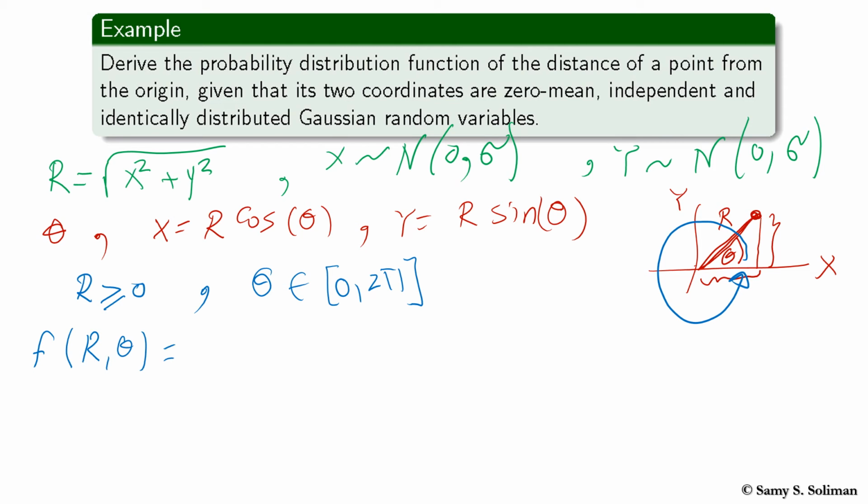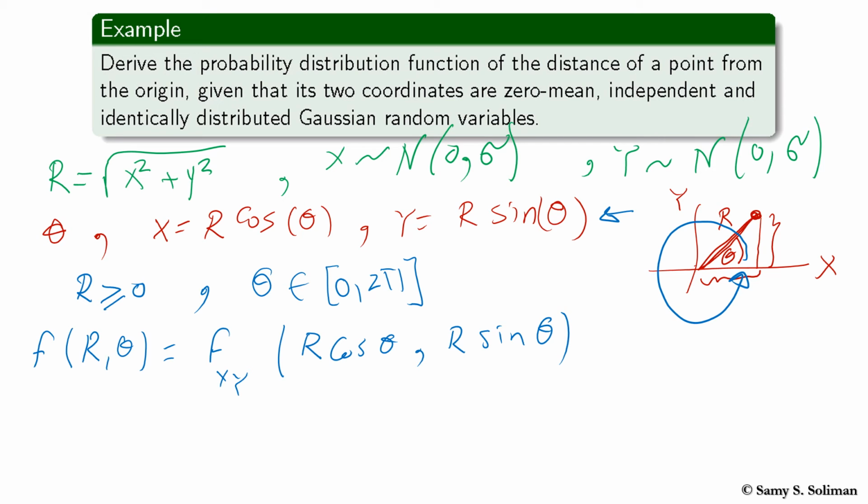Again, this is the joint distribution of x and y, so this will be f of x and y. However, we replace x by a function of R and theta and y by a function of R and theta, and these are the functions that we have here. So it's f of x and y, for x replaced by r cosine theta and y replaced by r sine theta.